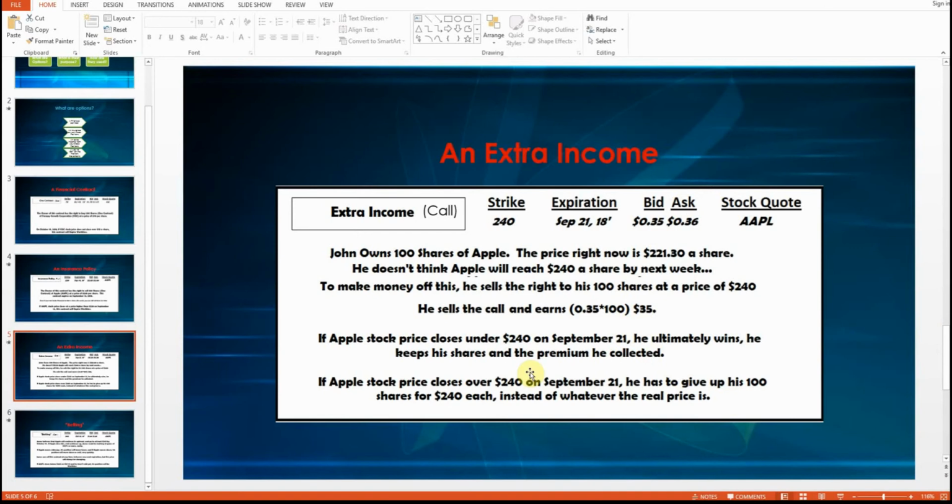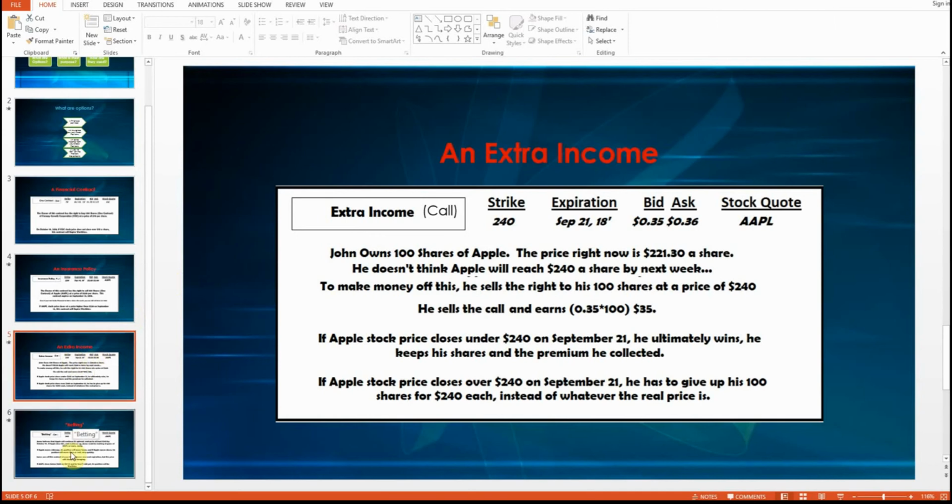So, I mean, options can be great, and it seems like free money, but when it goes against you, it's pretty bad. It's pretty gruesome. So that's one way that you can make extra income with options, and that's one of the ways that they're traded, as extra income and as insurance policies.